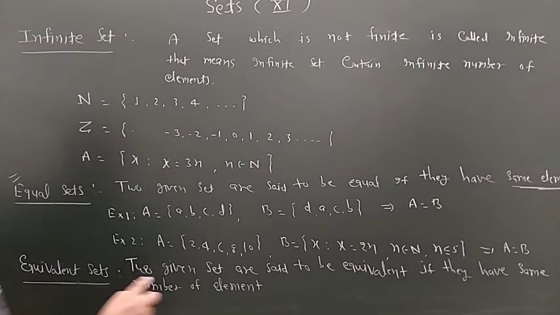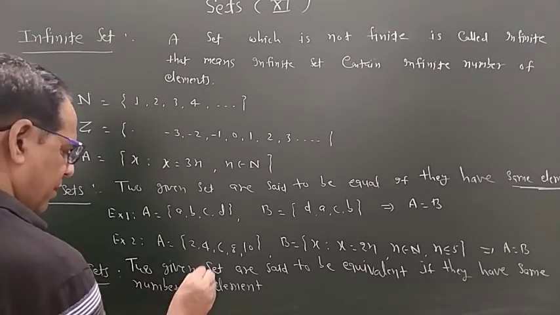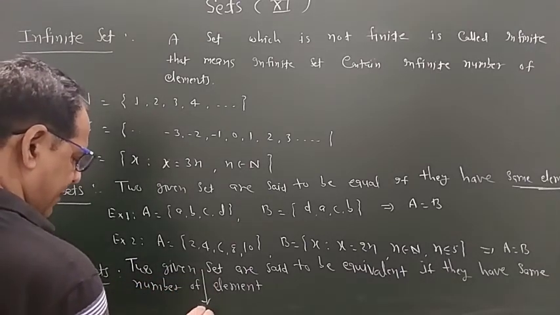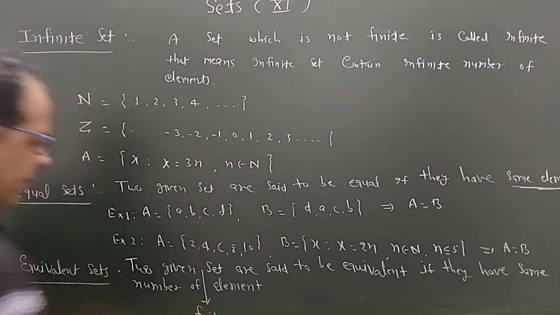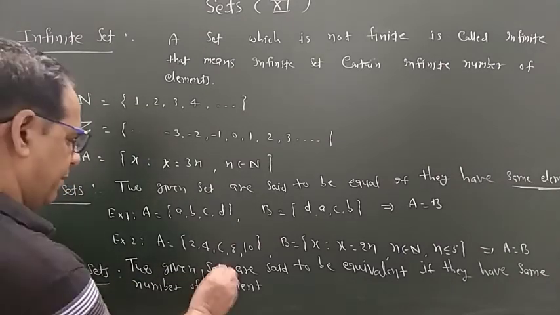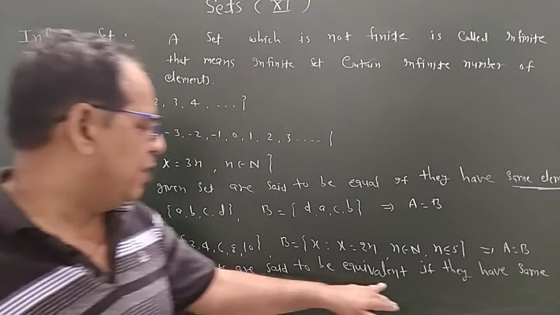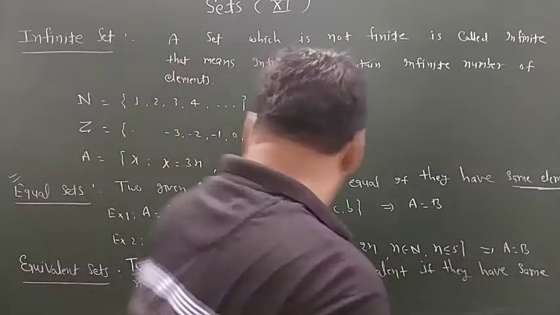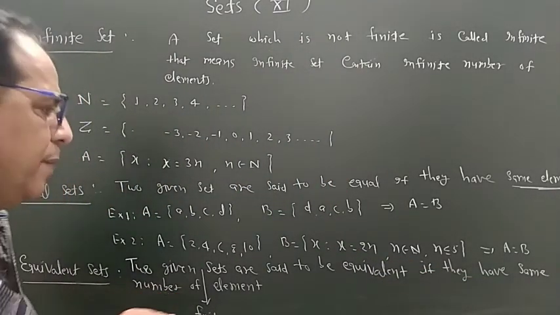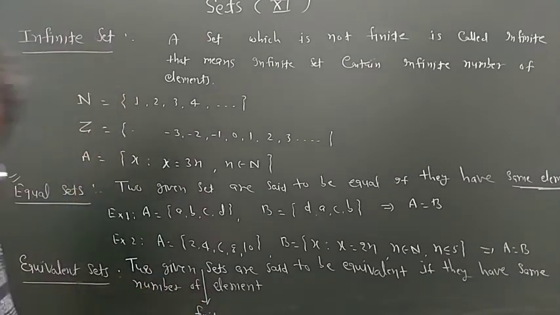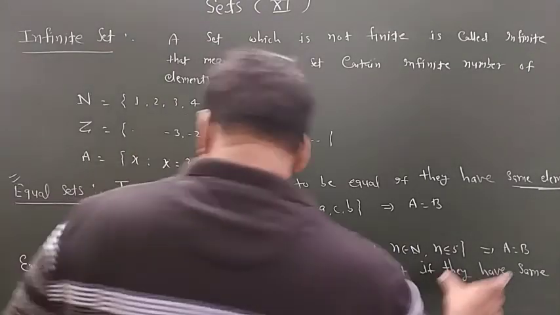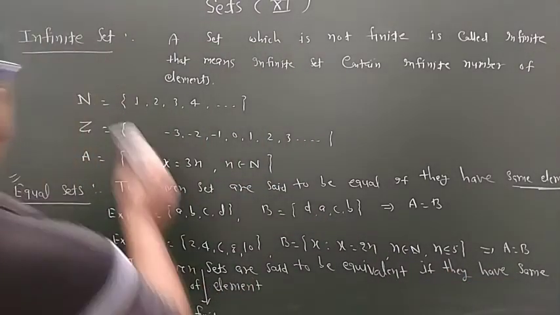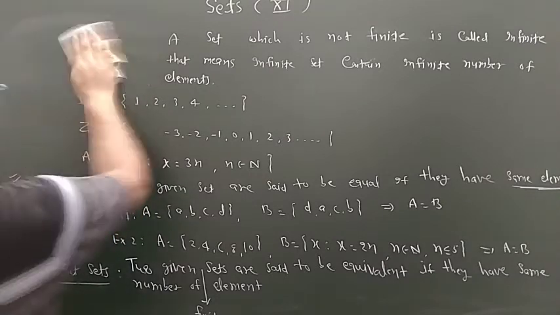Equivalent sets. Two given finite sets are said to be equivalent if they have the same number of elements. The condition is that if two given sets have the same number of elements, they are called equivalent sets.